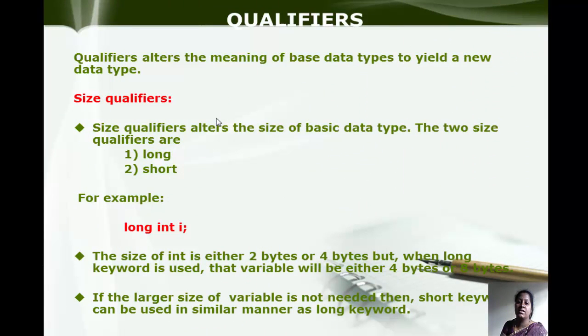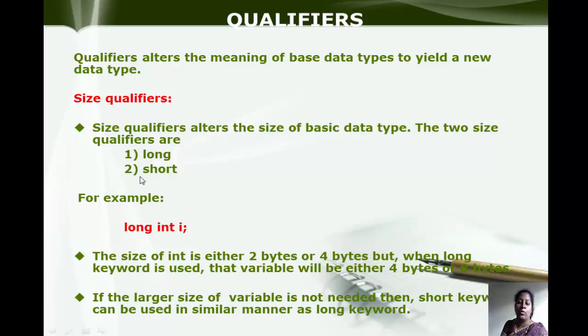So we shall be discussing type qualifiers. These type qualifiers alter the meaning of the basic data types to yield a new data type. The first type qualifiers we will see are the size qualifiers, and these size qualifiers alter the size of a basic data type. There are two of them: the first is long and the second is short.